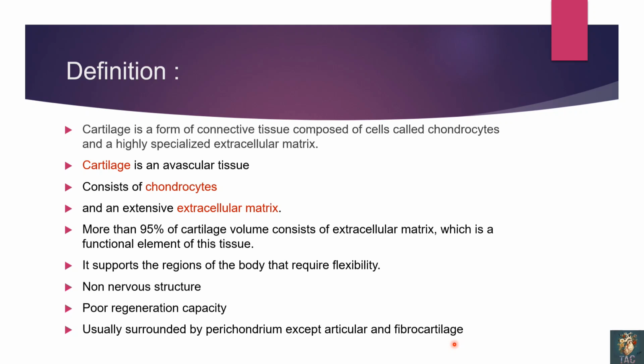As we know, these are specialized types of connective tissue. It is avascular, it is non-nervous, has poor regeneration, and is surrounded by pericardium except in certain locations, that is the articular cartilage or the fibrocartilages, and also it consists of the chondrocytes and the extracellular matrix.